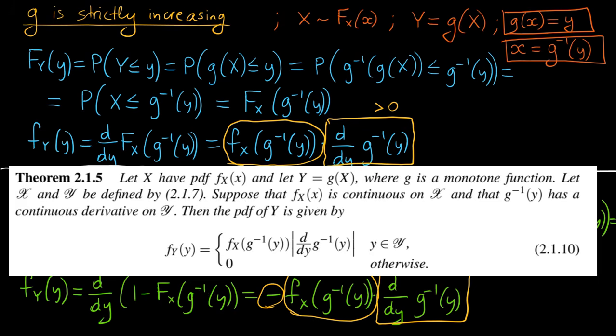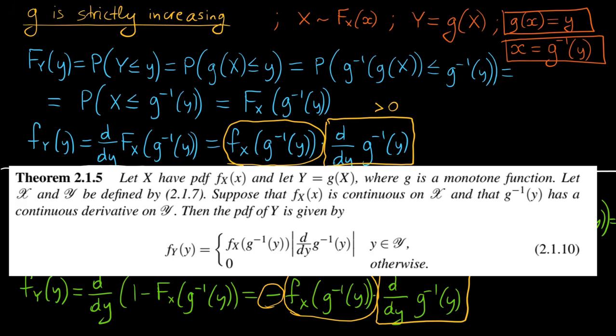Notice what it says. It talks about g being a monotone function. By the way, the book should have been a little bit more precise and called it a strictly monotone function. But notice that it just says monotone. It doesn't say strictly increasing or strictly decreasing, because both of those cases have been collapsed into this one formula, where now we have this absolute value on the d dy of the inverse function evaluated at y, collapsing the two cases.